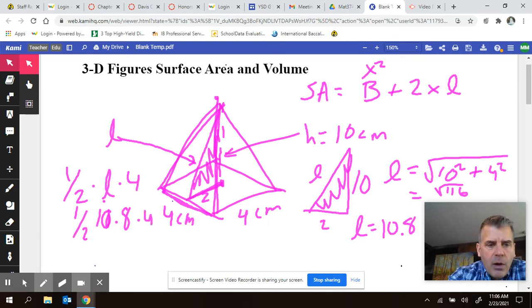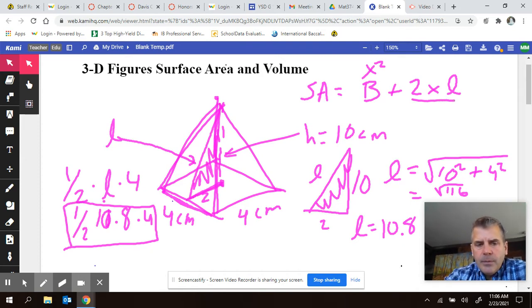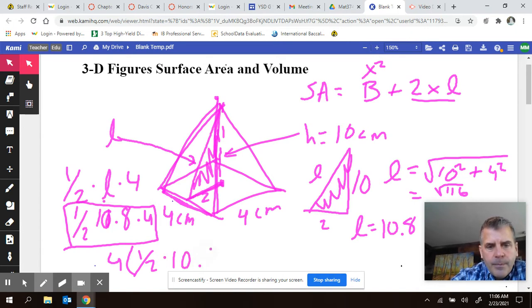How is it that that then is going to convert into 2XL? So think about this. How many of these triangles do I have on my pyramid? They're all the same because my base is square. So I have 4 of those. So really I have 4 times this 1/2 times 10.8 times 4.